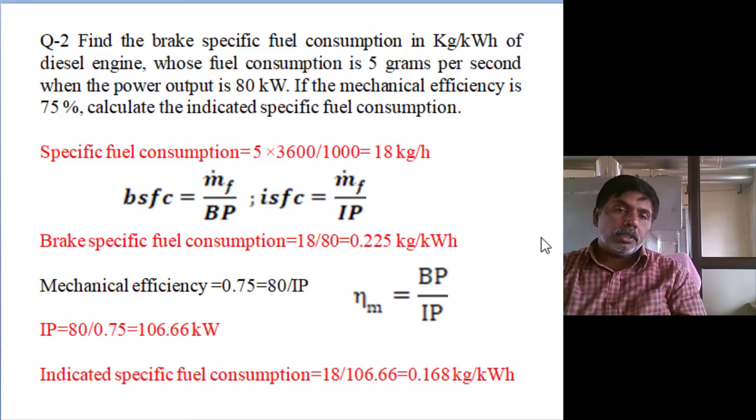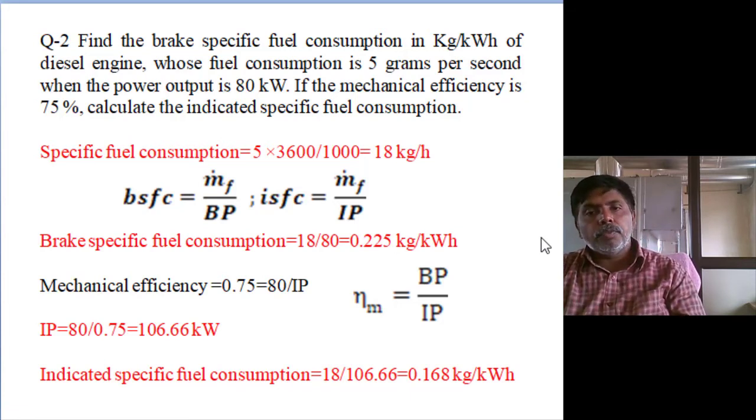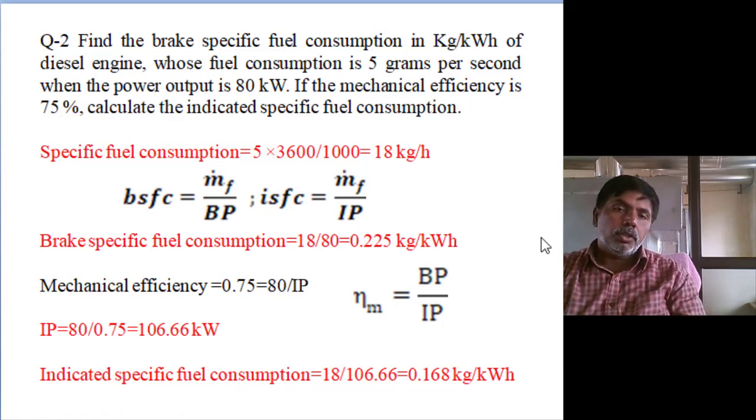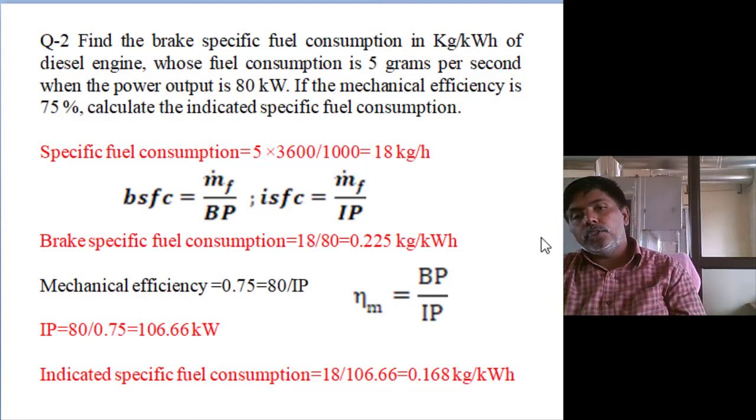For the specific fuel consumption, first you convert the mass flow rate. The mass flow rate you convert from grams per second to kg per hour. 5 grams per second is equal to 18 kg per hour. Then the brake specific fuel consumption is 18 by 80, and we are getting 0.225 kg per kilowatt hour.